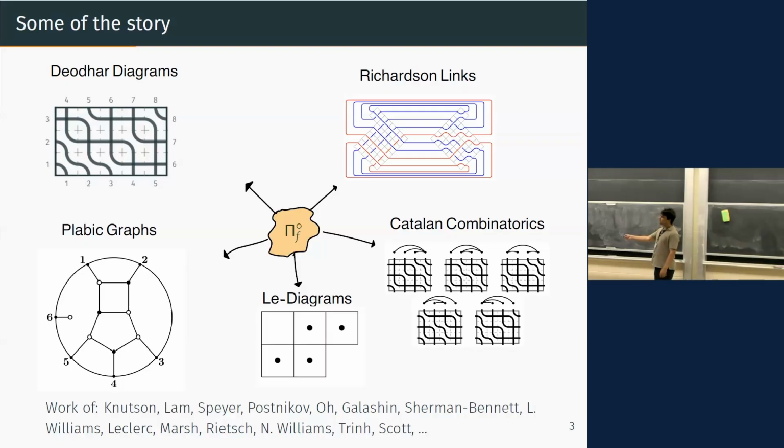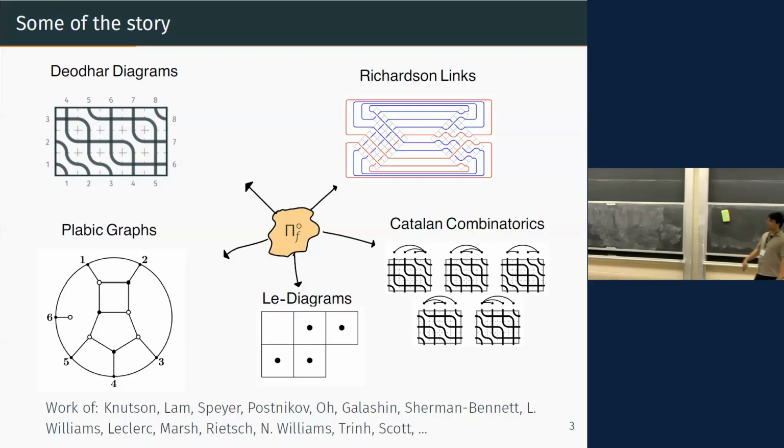There's also a relationship to Catalan combinatorics. Galashin and Lam showed that a certain subset of Deodhar diagrams are counted by rational Catalan numbers. They prove this bijectively for the Catalan case. I have a recursive proof in the Fuss-Catalan case, but in general there's no direct bijection in the rational Catalan case, so that's kind of interesting.